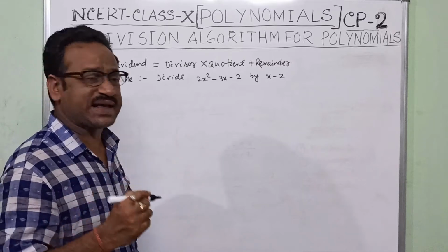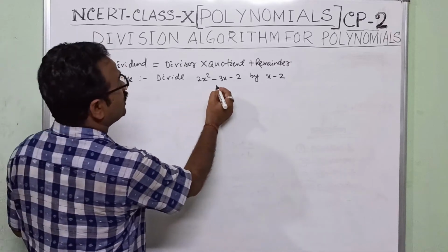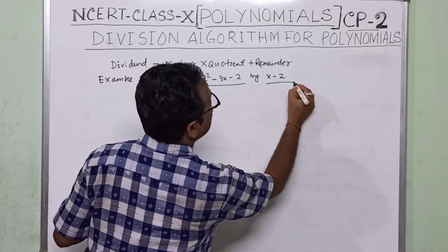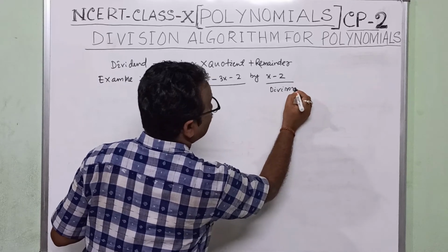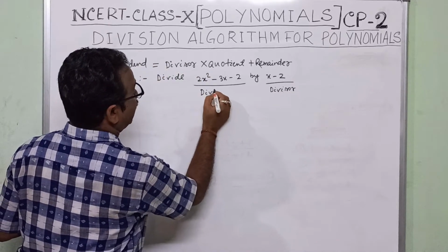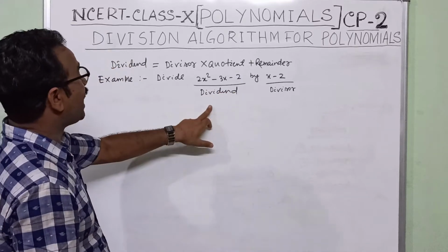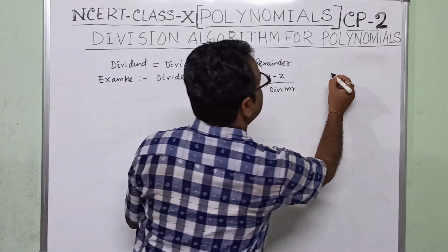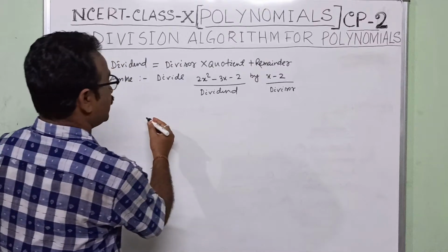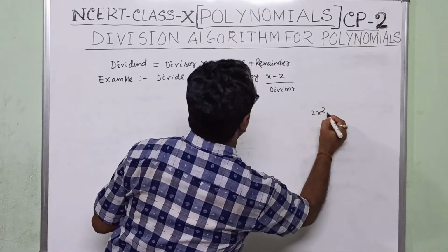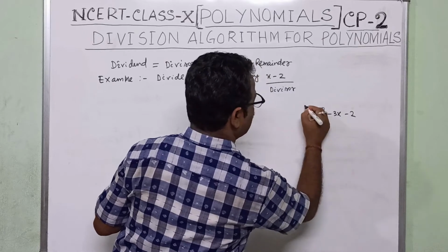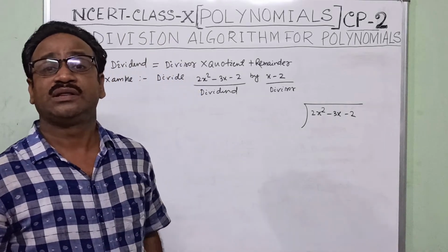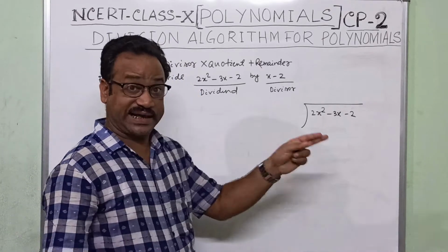Now we'll proceed by taking one example. Divide 2x square minus 3x minus 2 by x minus 2. So definitely this is your divisor, this is your dividend. Now we'll divide this by this. 2x square minus 3x minus 2 is already arranged in the descending power of the variable. If not, arrange it first.